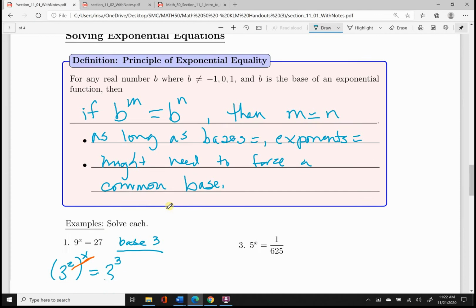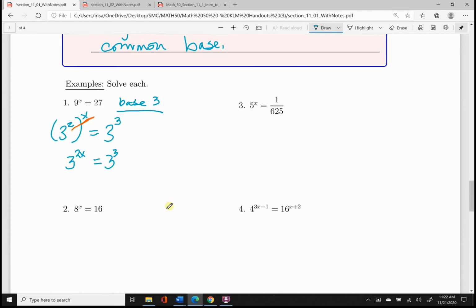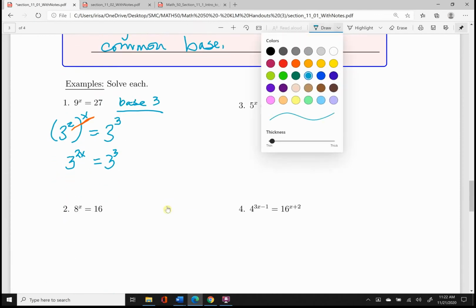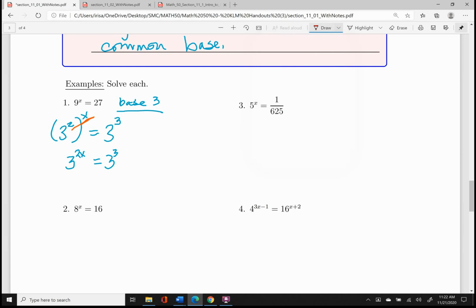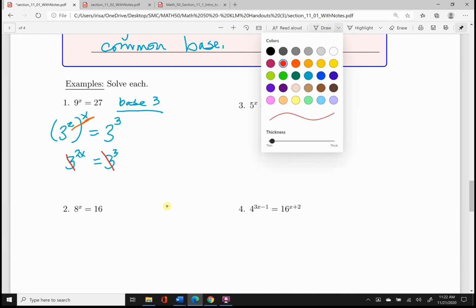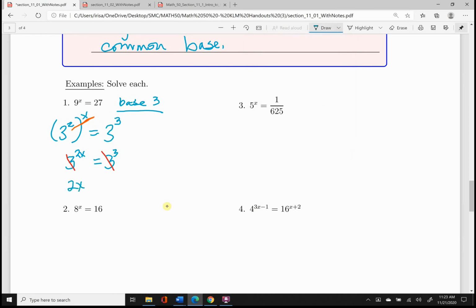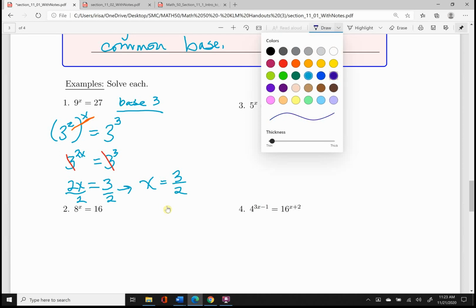Now you can use the principle of exponential equality to drop the bases. Check this out. I'll do this in this red color. Cancel out the bases and let the exponents be equal to each other. So now 2x equals 3. Divide both sides by 2, and you'll get that x equals 3 halves. And you can call that good. That's done.